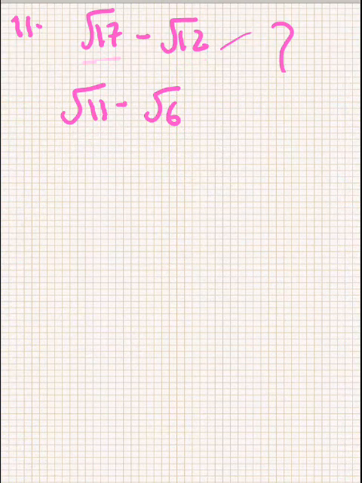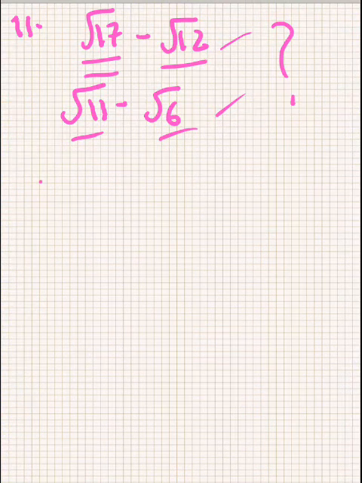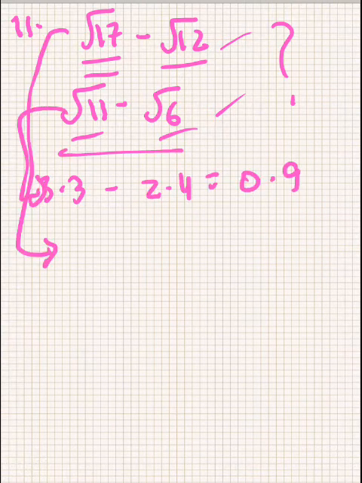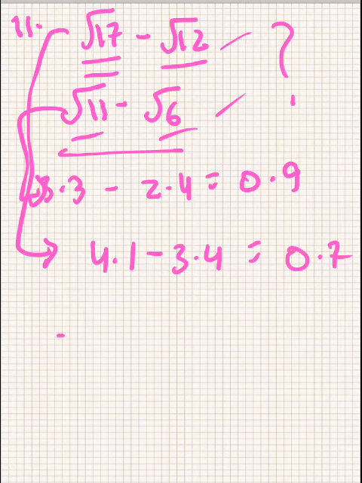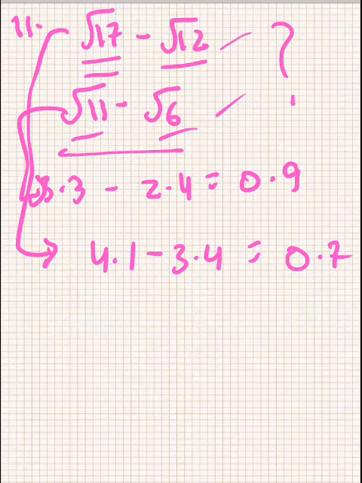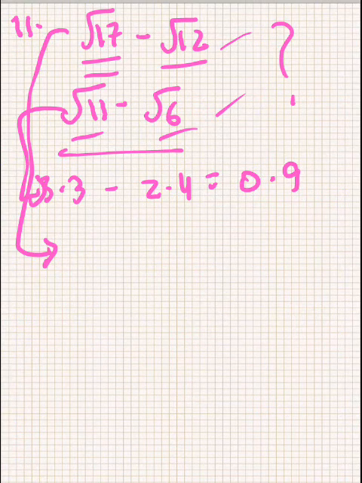So this will be equal to, for first, 3.3 minus 2.4, so it's equal to 0.9. And after that, the next one. Now for this one, it's equal to 4.1 minus 3.4, that is 0.7. It means root 11 minus root 6 is greater than this. So this was the solution for question 11.